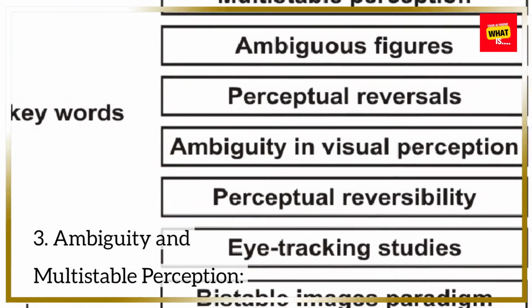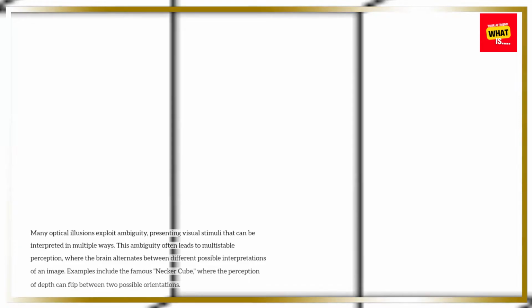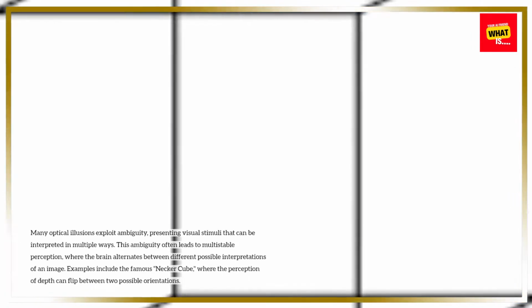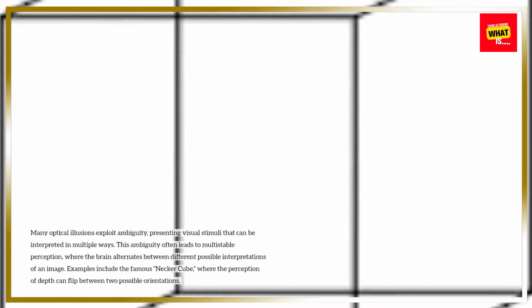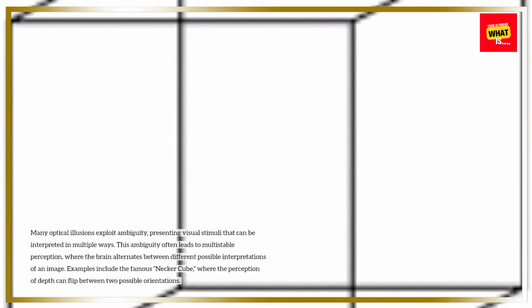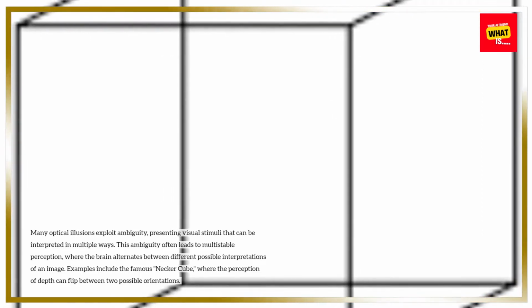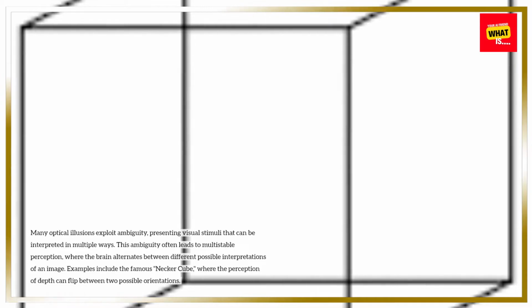3. Ambiguity and multistable perception. Many optical illusions exploit ambiguity, presenting visual stimuli that can be interpreted in multiple ways. This ambiguity often leads to multistable perception, where the brain alternates between different possible interpretations of an image. Examples include the famous Necker cube, where the perception of depth can flip between two possible orientations.